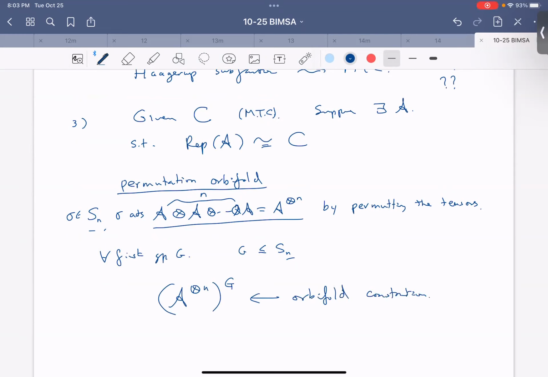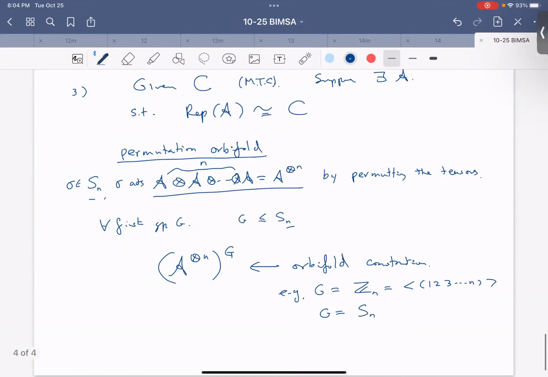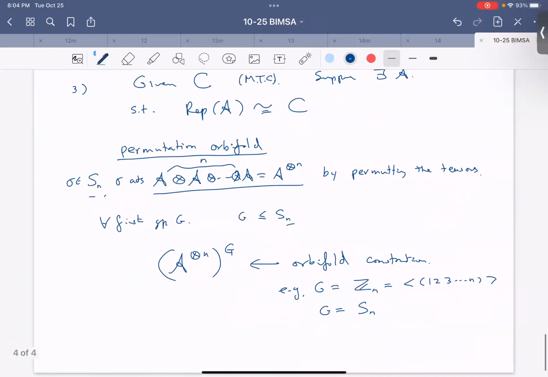Oftentimes the example people would take is Z_n, the cyclic group generated by the cycle 1, 2, 3, up to n, or sometimes people just take the full group S_n. So this is the orbifold construction, and one of the interesting results about conformal nets is that if you start with a rational net A and take the fixed point algebra of A tensor n under the action of G, you also get a rational net. So if A is rational, then the orbifold of A tensor n by G is also rational.